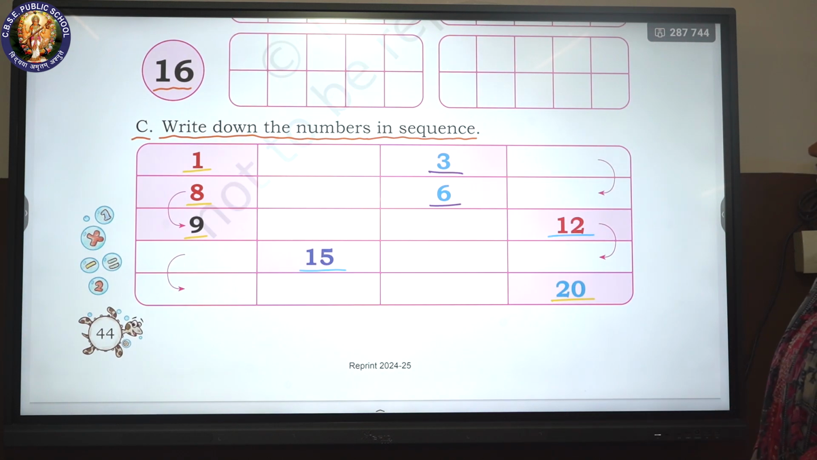C. Write down the numbers in sequence. 1, 3, 8, 6, 9, 12, 15, 20.